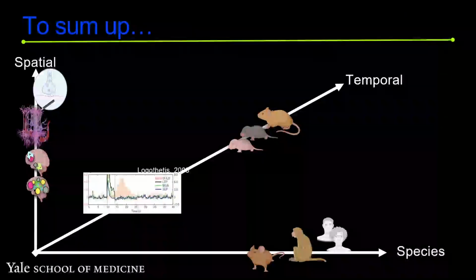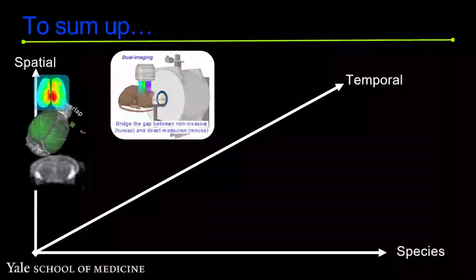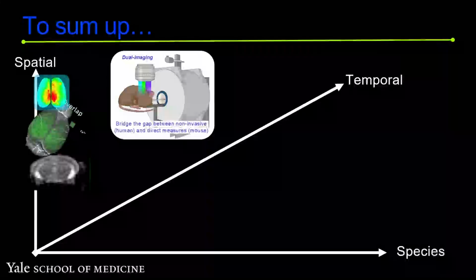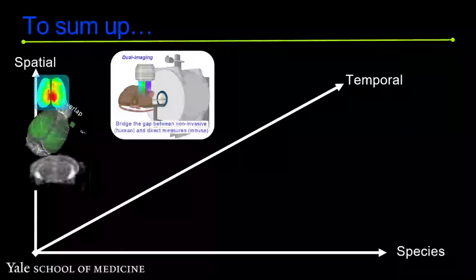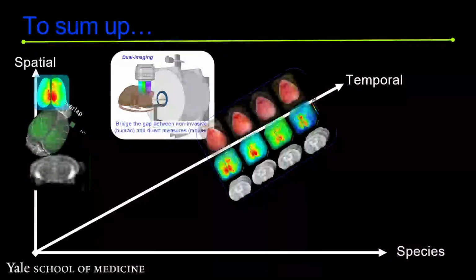So to conclude, if we go back to the initial slide, with our dual imaging system, we have a way to overcome limitations of different techniques, and we can bridge the gap between different resolutions, both on the spatial and temporal scale. We can image animals across time and see how the brain develops in healthy and disease conditions.